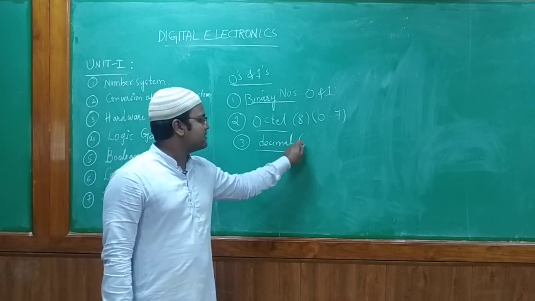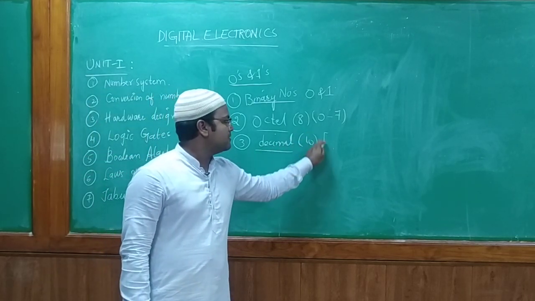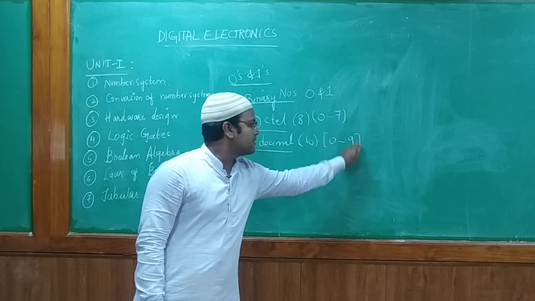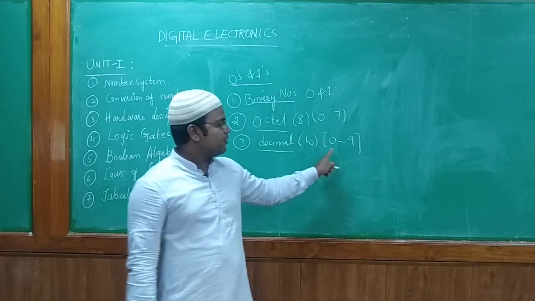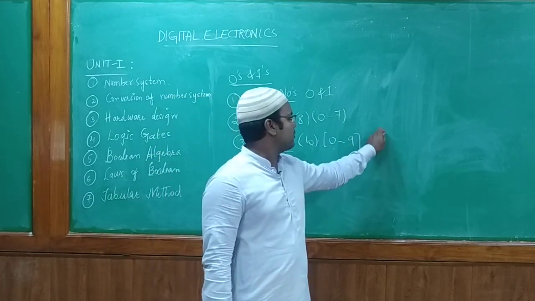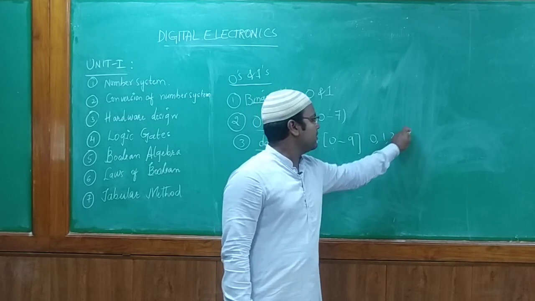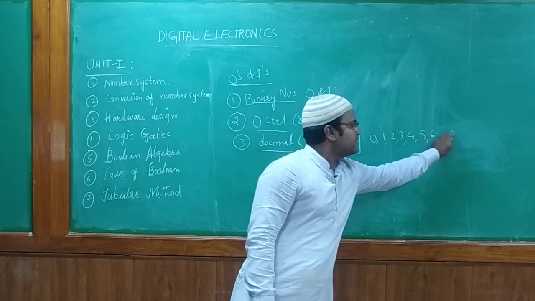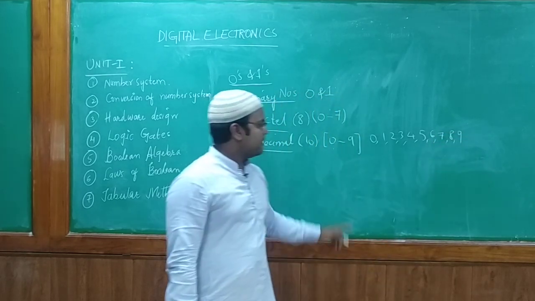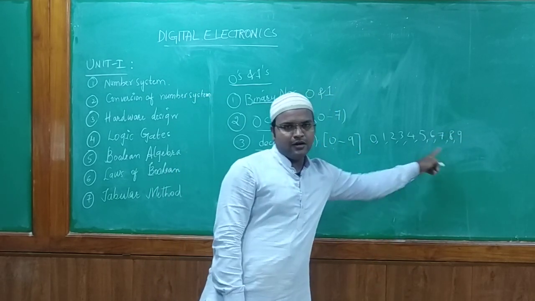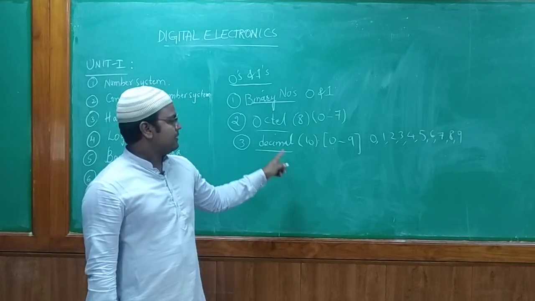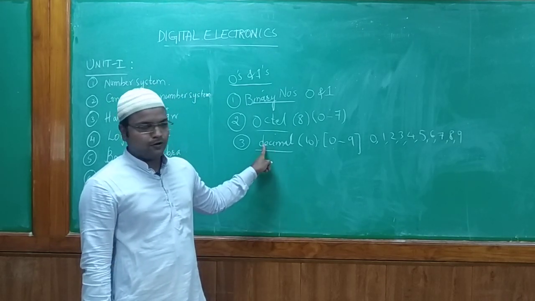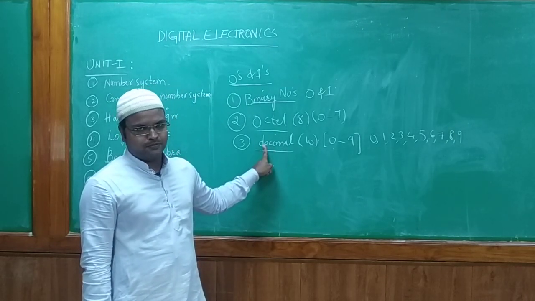So when we are saying it is 10, the range should be 0 to 9. Then what is the meaning of 0 to 9? It means it consists of 0, 1, 2, 3, 4, 5, 6, 7, 8 and 9. That means the numbers from 0 to 9, all numbers it will consider. That's what is considered to be the decimal system.